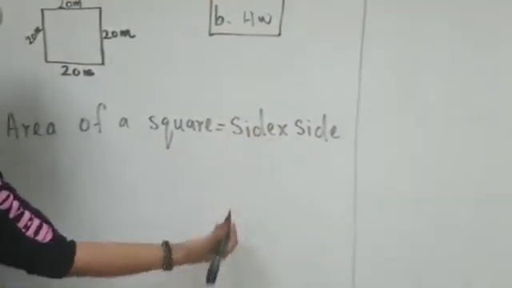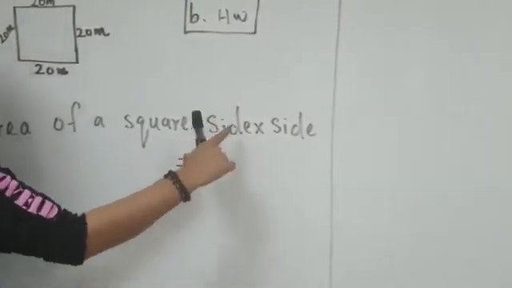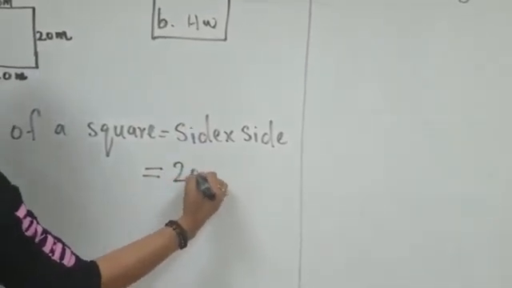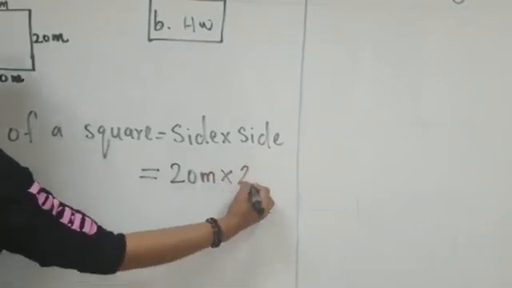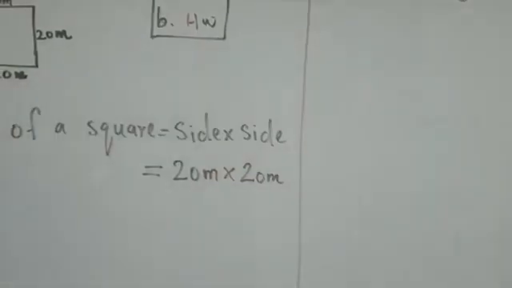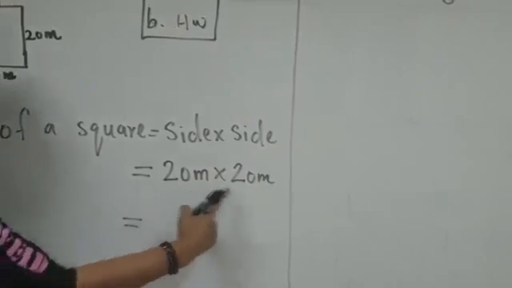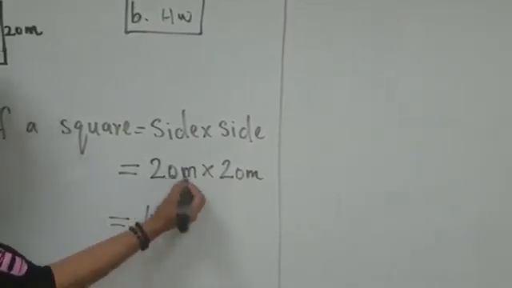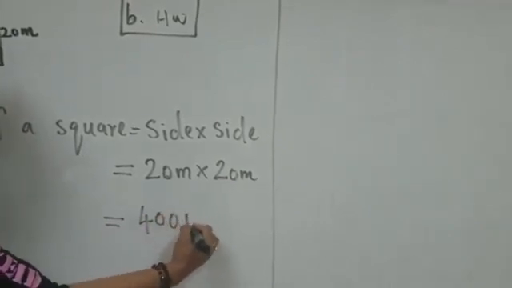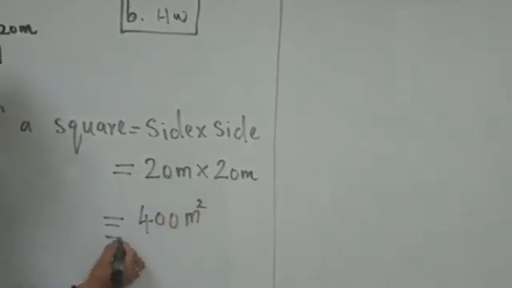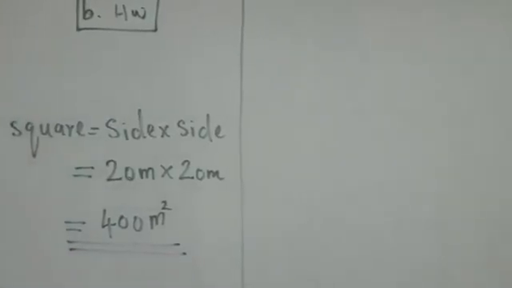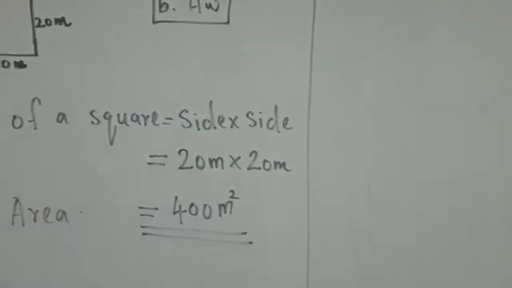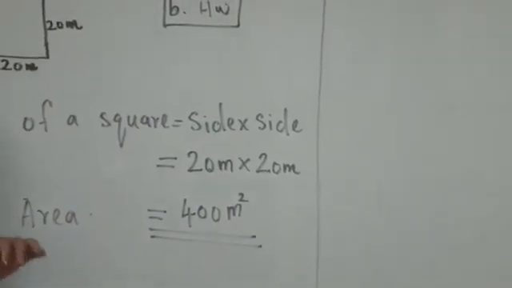Now after writing the equation, you can apply the digits instead of side. So here 20 multiplied by 20. Okay. So when you multiply, 20 multiplied by 20: 2 multiplied by 2 is equal to 4, and add these two zeros. And don't forget to write the unit. Area is equal to 400 square meter. The other one you have to do by yourself at home.